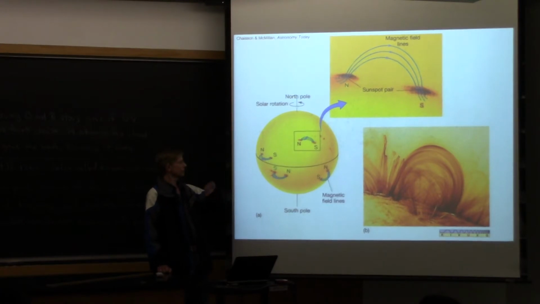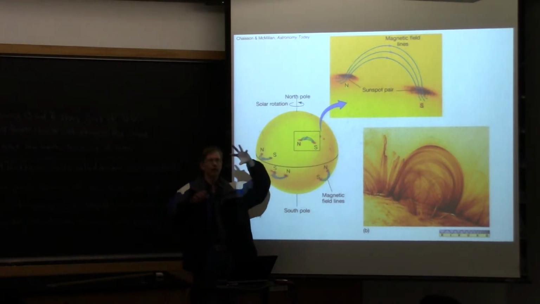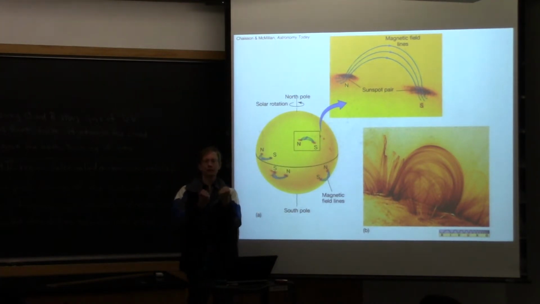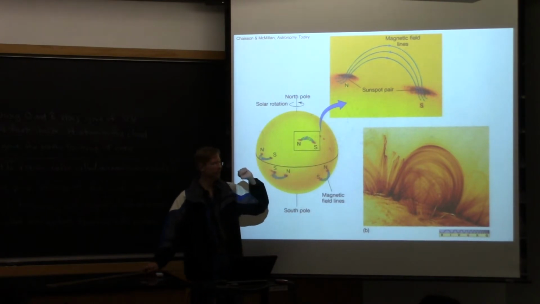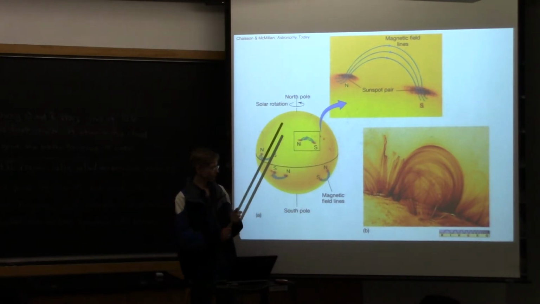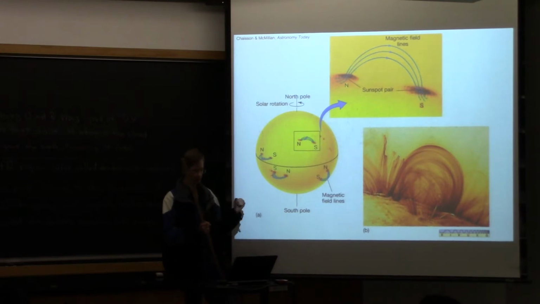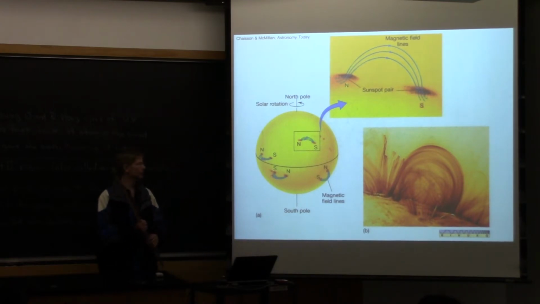So for example, during one sunspot cycle, you might have a situation like this, where when you have pairs of sunspots, it looks a lot like there's a horseshoe magnet under the sun. Of course there's not, but the magnetic field looks a lot like that, where there are these arches of magnetic field lines that connect the two sunspots. And so magnetic poles come in pairs, a north pole and a south pole.